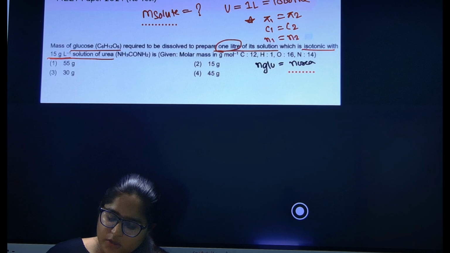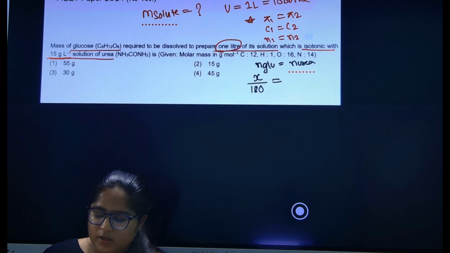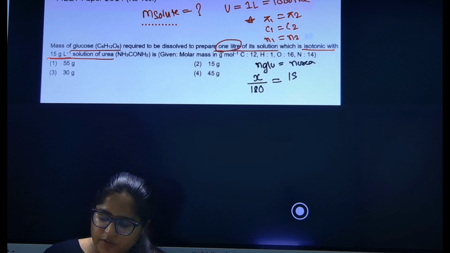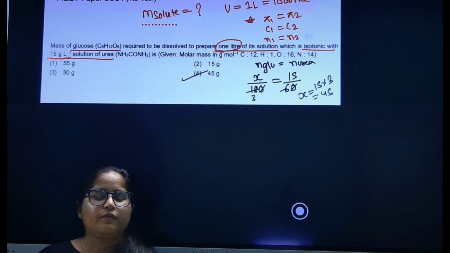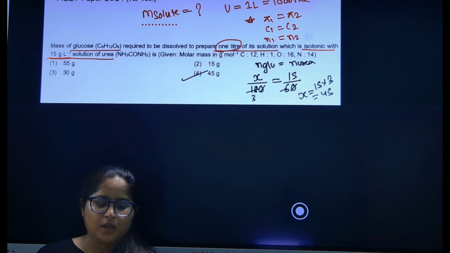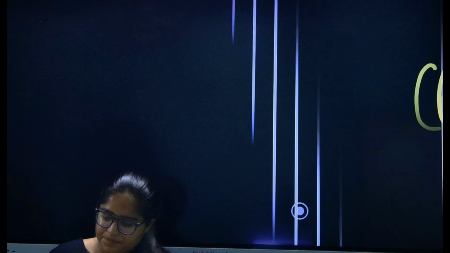Isotonic means this. So mole of glucose, I don't know the given mass, that only we have to calculate. Molar mass 180 equal to given mass of urea 15, molar mass of urea is 60. 0 0 gone, here 6 3s are 18. So from here x equal to 15 into 3, that is we will get 45 gram. Option number 4 is the right answer. Now let us see the next question.